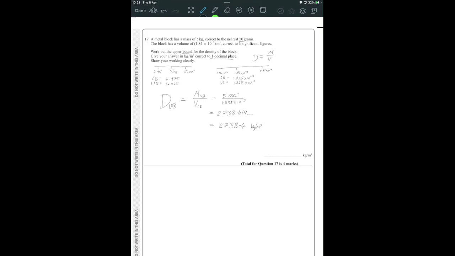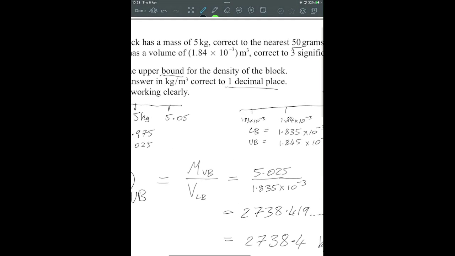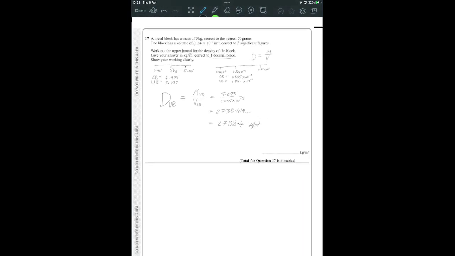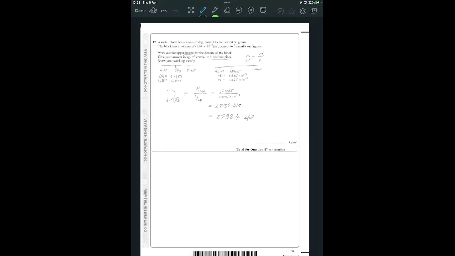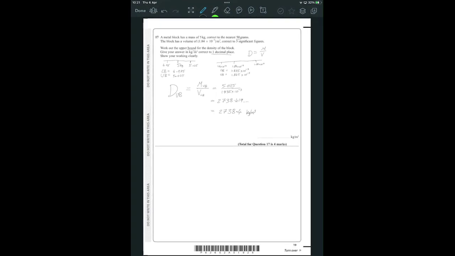Times 10 to the negative 3 is small. So this is not the largest block. It's got quite a lot of mass. 5 kilograms in that small of a space is going to have quite a high density. So I was expecting quite a big number answer.